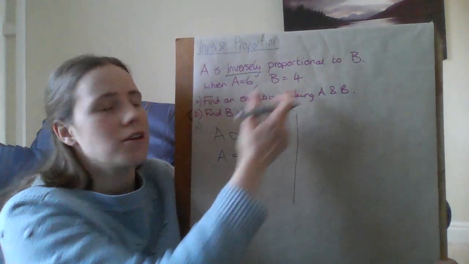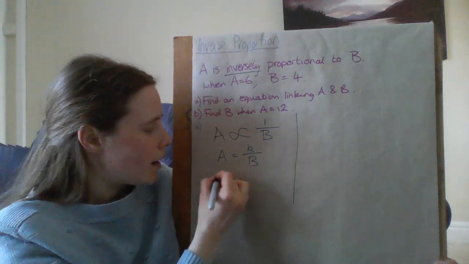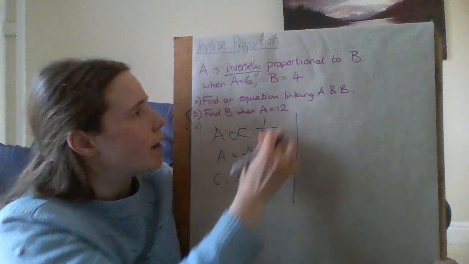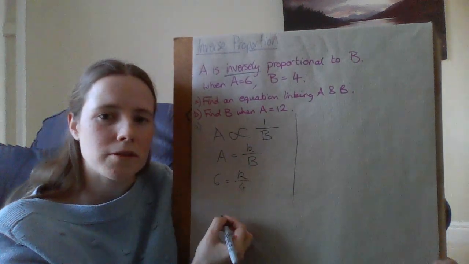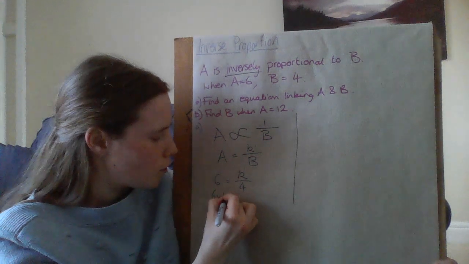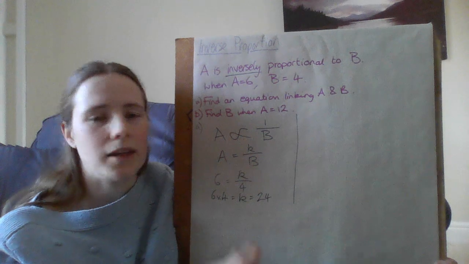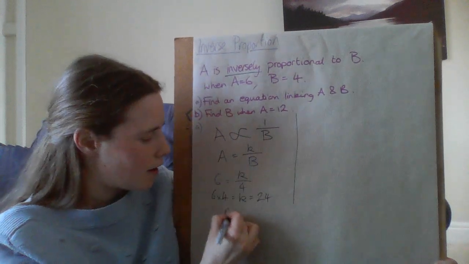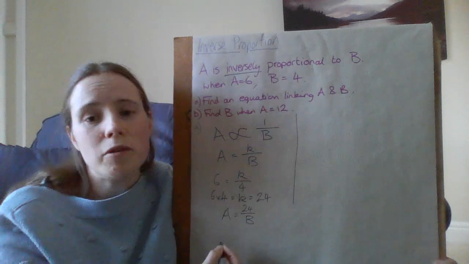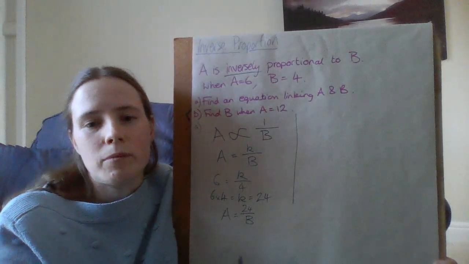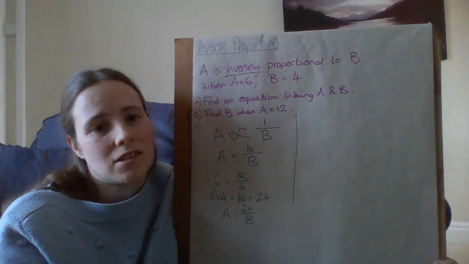And from here on in, it's not too bad. You're just going to put the pair of values in and then solve to find K, and that gives you your formula. So I know that A is 6 when B is 4. So 6 equals K divided by 4. If I times both sides by 4, 6 times 4 is my K value, which is 24. And that gives me the K value I need in this formula here. So A is equal to 24 over B. And if you prefer to, you can think of it as AB equals 24, but most of the time it's helpful to have one of the letters as the subject.